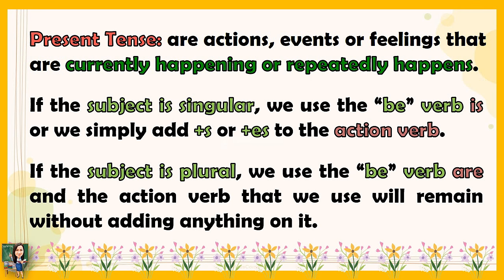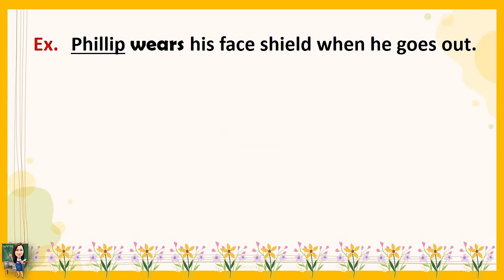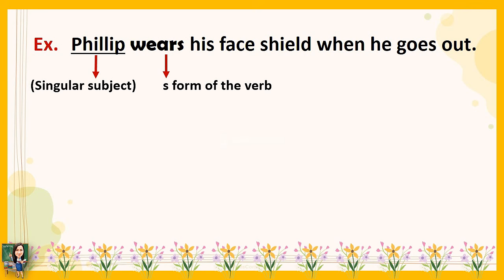But if the subject is singular, we use the be verb is, and we simply add s or es to the action verb. For example, Philip wears his face shield when he goes out. So Philip is a singular subject, and the verb wears is the s form of the verb. So we add s to the verb because the subject is singular.